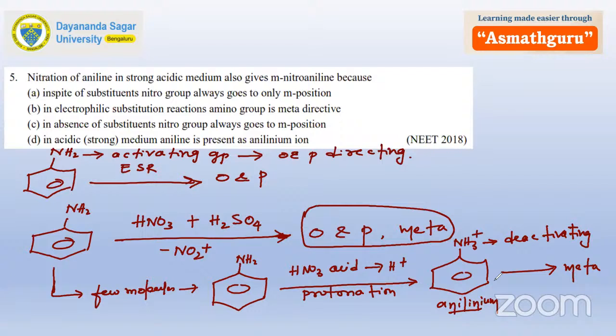Where is that word present in our given compound, given question? Check it out. Where is it present? Sir, you can see in the type, anilinium ion. Yes, sir, that will be the answer. D is the answer.